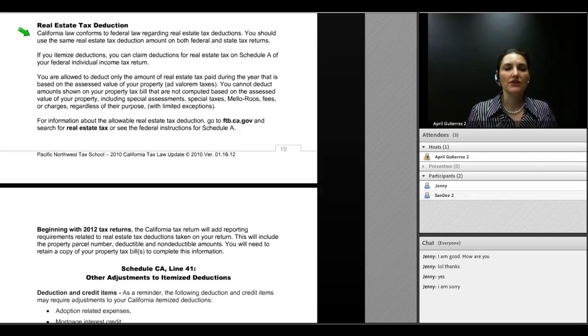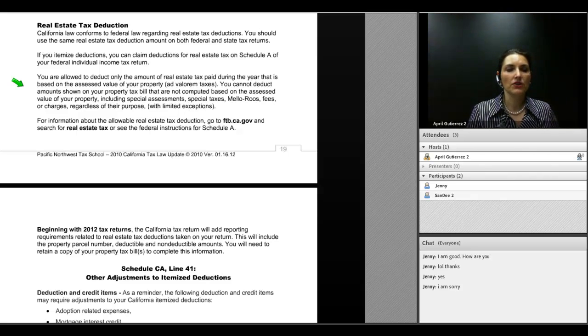So this is just a reminder of the rules and the fact that California is implementing a new filing requirement or a new reporting requirement beginning with 2012 tax returns. So what California has to say is that if you itemize deductions, you can claim deductions for real estate tax on Schedule A of your federal individual return. And you are allowed to deduct only the amount of real estate tax paid during the year that is based on the assessed value of your property.